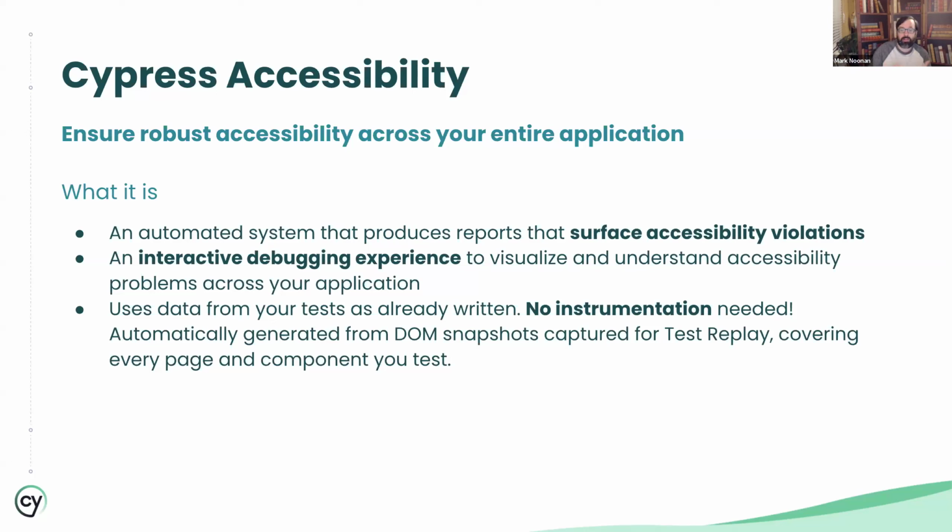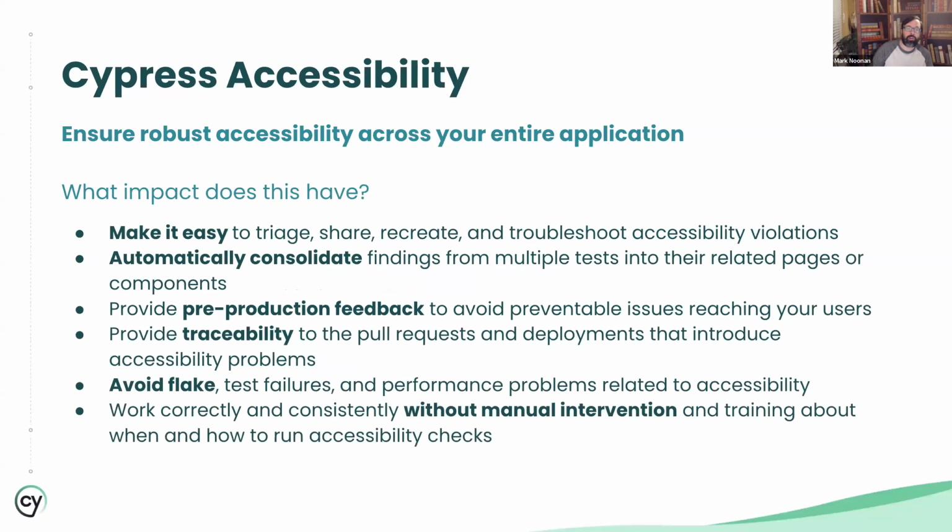And yeah, this uses your tests that are already written, so there's nothing extra to do to get started. When we look at implementing this with our customers, I wanted to list out the impact that this has and the things that they're liking about it. First of all, it makes it really easy to triage, share, and recreate accessibility problems, because you can always link it back to the exact test and the moment in time that an accessibility problem was recorded.